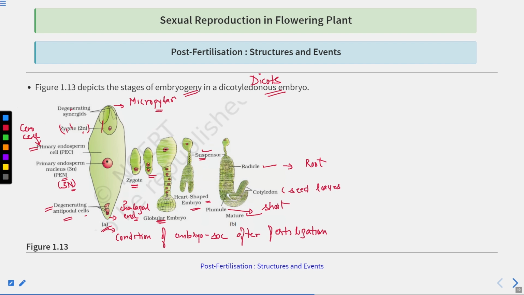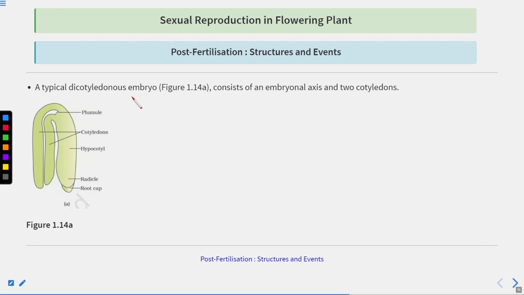So in the dicots, if we are talking about the dicots, then 2 cotyledons are present here. So this is how a mature embryo will look like. A mature dicot embryo. These are the 2 cotyledons. Okay. So in the mature embryo, you can differentiate between the different structures. Clear? Now, let's talk about this image. So this is a typical dicot embryo. And what does it consist of? It consists of the embryonal axis and the 2 cotyledons. So here you can see plumule, this will give rise to the shoot.